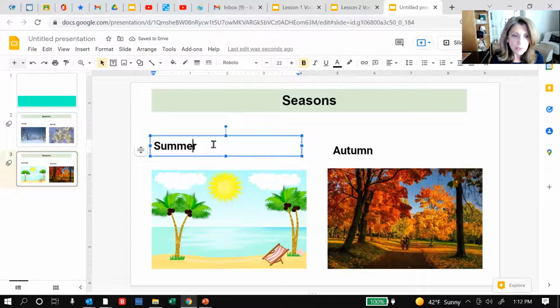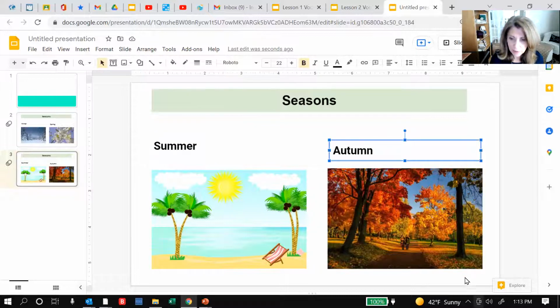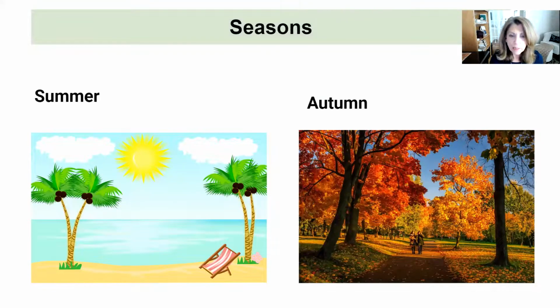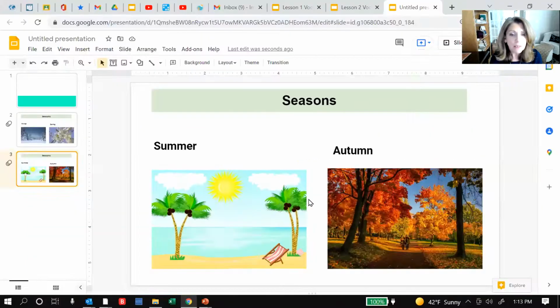So you would guess, and you would be right, that this slide inherited the animation. So if I click on slideshow, the summer and autumn labels are already animated because I duplicated the slide and then the copy inherited the settings.